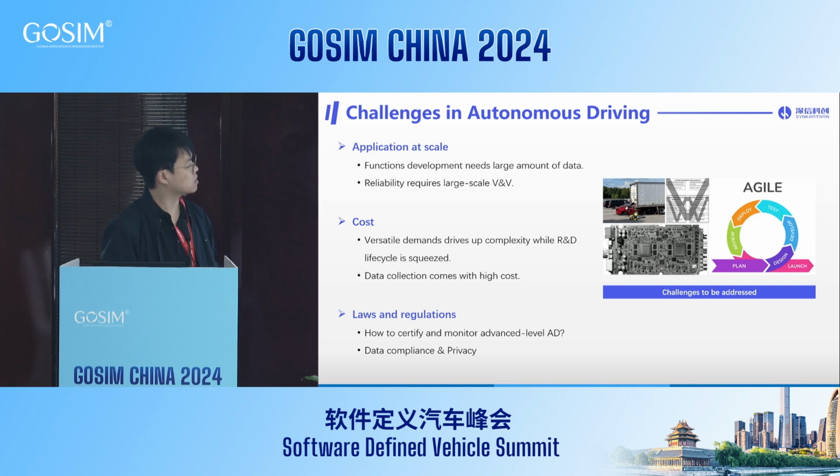The second front is the cost of development of such systems. Nowadays, we're facing a lot of requirements on versatile demands. For example, people want their cars to work in different manners for different customer segments, and this drives up the entire complexity of the system. At the same time, due to fierce competition, especially in the Chinese market, the R&D life cycle is squeezed. Previously, it might take 2 or 3 years to develop a certain type of car. Nowadays, it has been squeezed to 6 or 8 months at most.